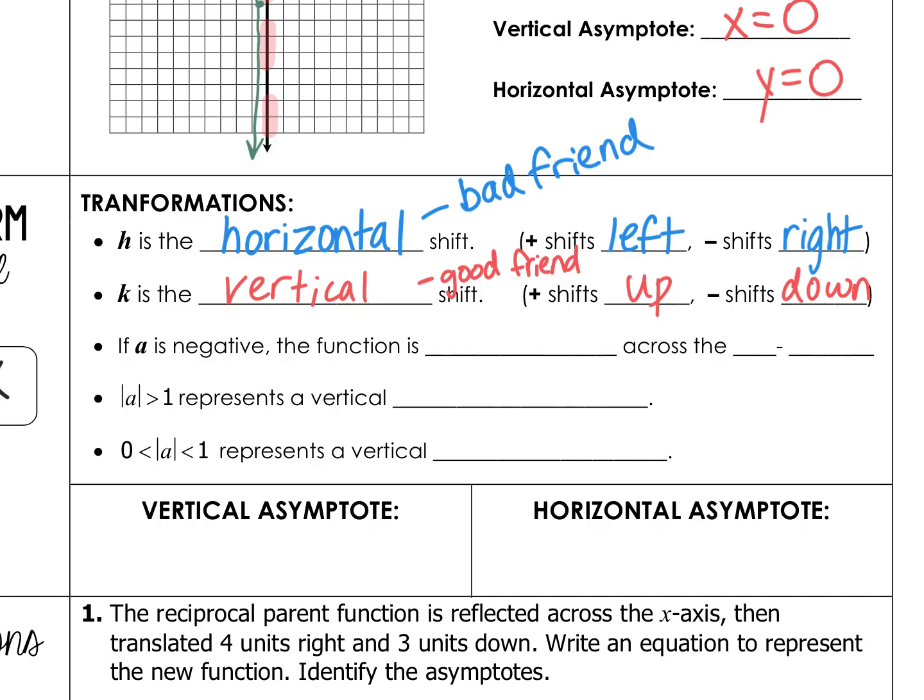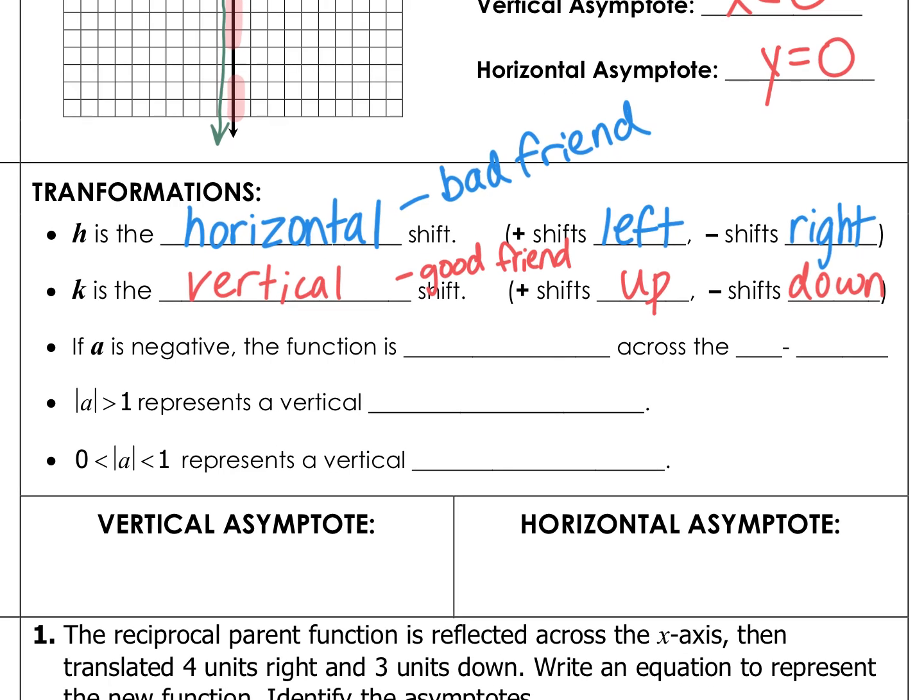Lastly, A. A is my friend that's got a lot going on, right? We all have one of those. If A is negative, the function is reflected across the X.